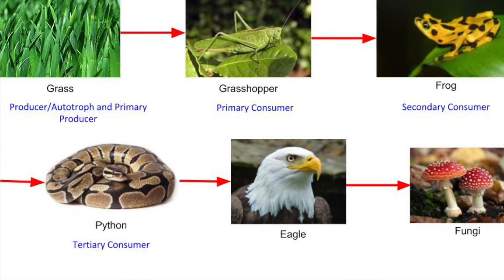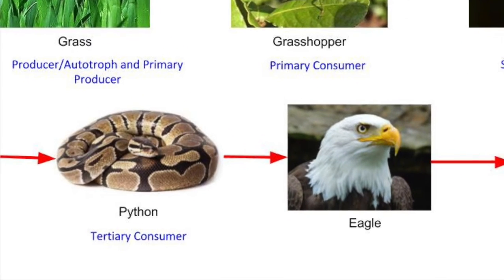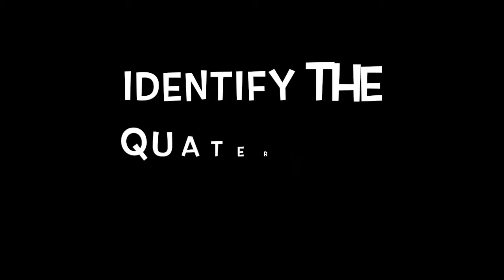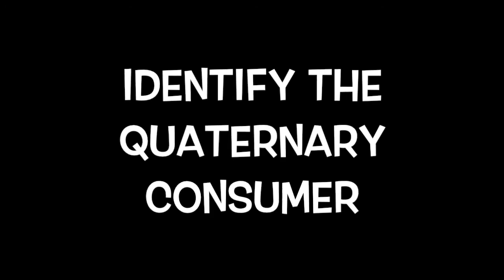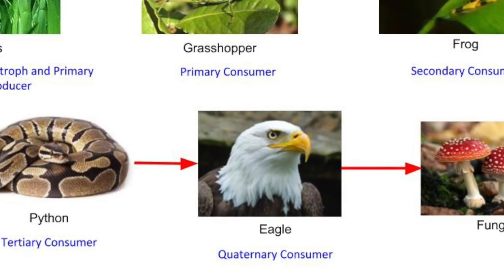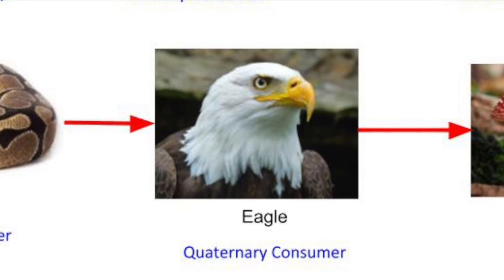Next, we can identify the tertiary consumer. This will be the fourth step in the food chain and the organism that feeds on the secondary consumer, so it is the python. Next, we can identify the quaternary consumer. Having this many organisms in a food chain is not so typical, but this consumer will be the fifth step in the food chain and will eat the tertiary consumer, so it is the eagle.